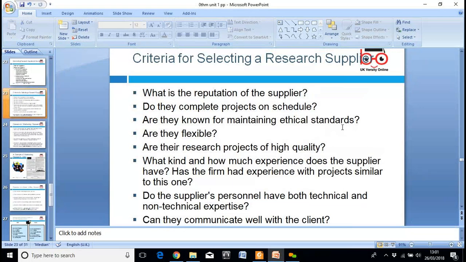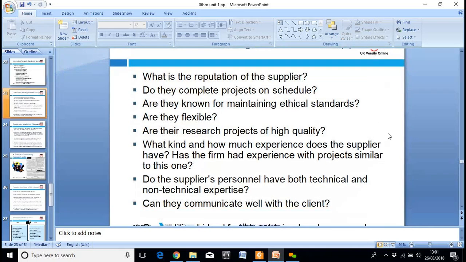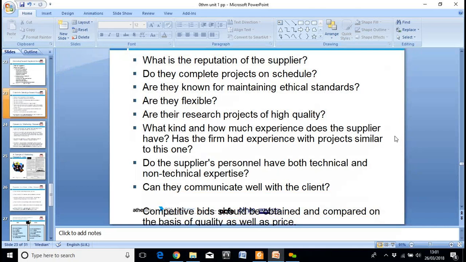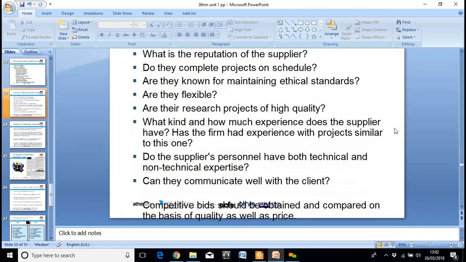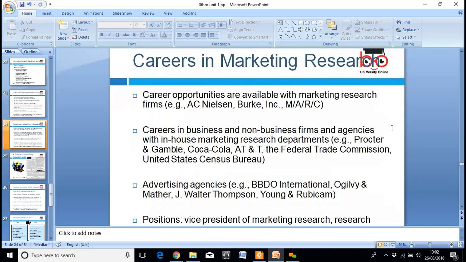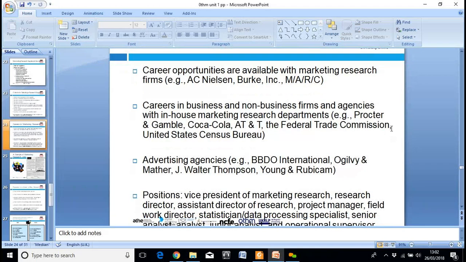So it's looking at selecting a research supplier. If you've got to get somebody in to do that, what is their reputation? Do they complete on schedule? Are they known for ethical standards? Are they flexible? Are their research projects of high quality? What kind and how much experience does the supplier have? Has the firm had experience with projects similar to this one? Do suppliers' personnel have both the technical and non-technical expertise, and can they communicate well with the client? Well, cover to that.